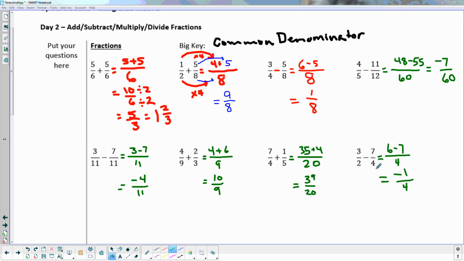Last one, I could use a common denominator of 4. And how do I turn 2 into 4? I multiply it by 2. So 3 times 2 is 6. 6 minus 7 is negative 1 over 4. Okay?